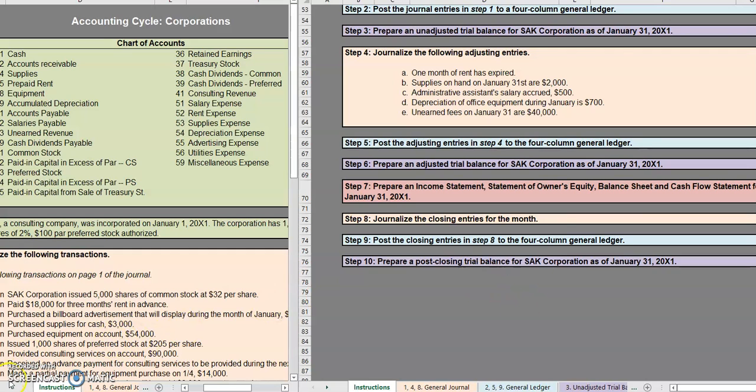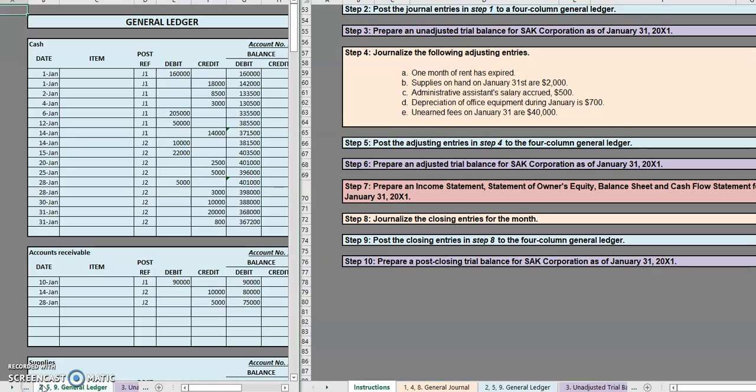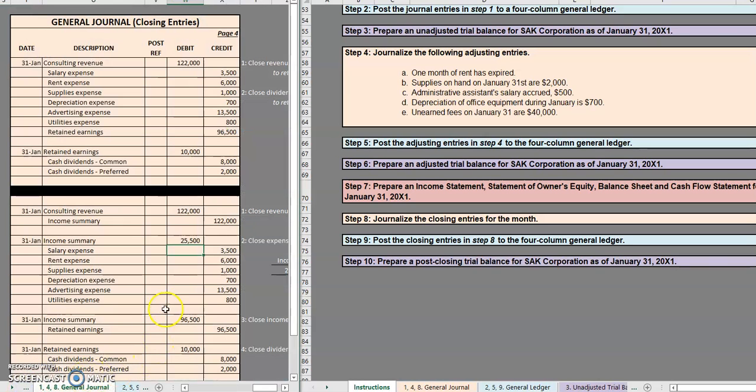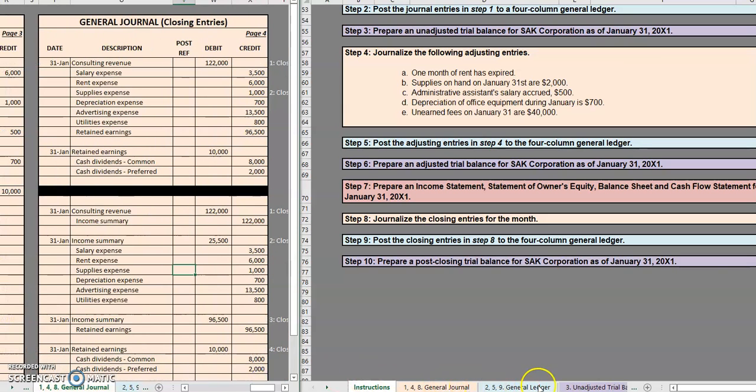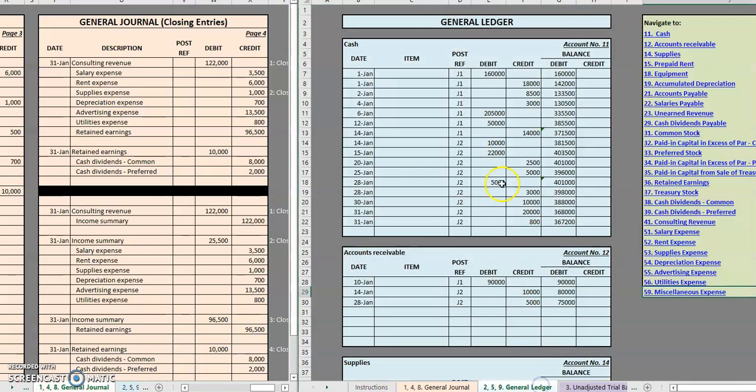All right, so we are going to need 2 tabs. I have 2 windows of the same workbook open. We are going to need our closing entries here, closing entries on page 4 of our general journal. And we are also going to need our general ledger.